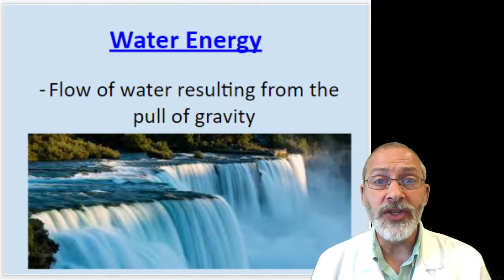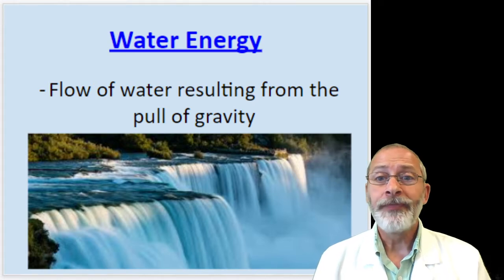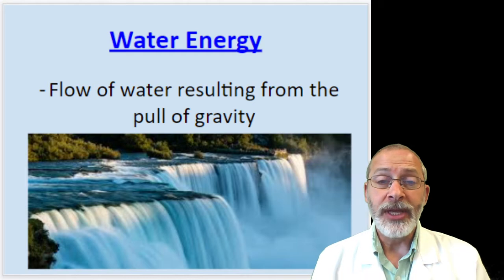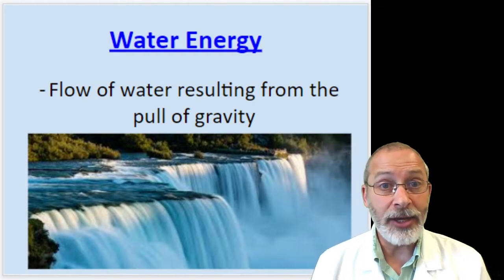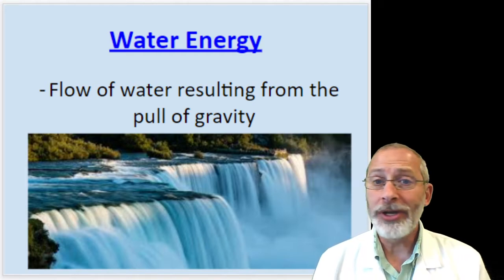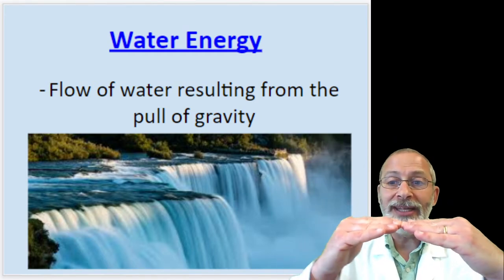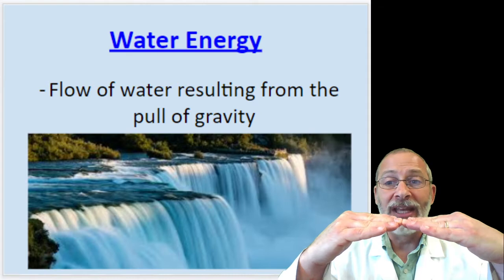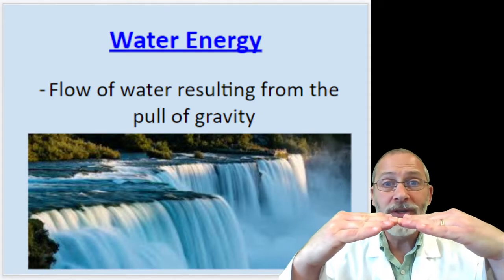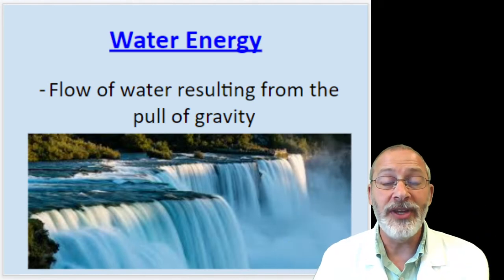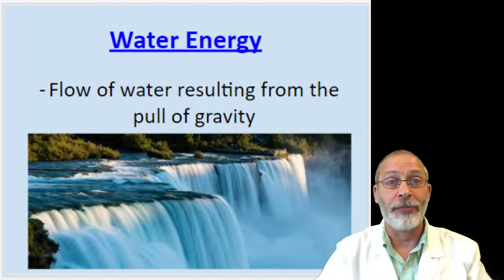Water energy is the flow of water resulting from the pull of gravity. If you look at a lake or a pond, the water doesn't move much. Why? Because gravity is pulling it down at an even level. And once water seeks a steady state, it won't move. It is at the lowest point possible.